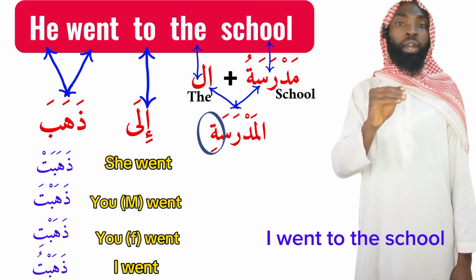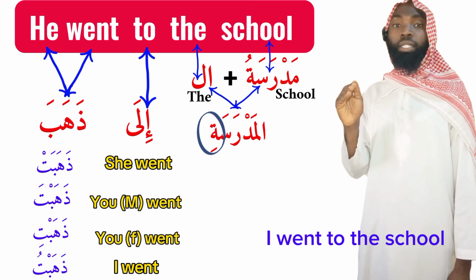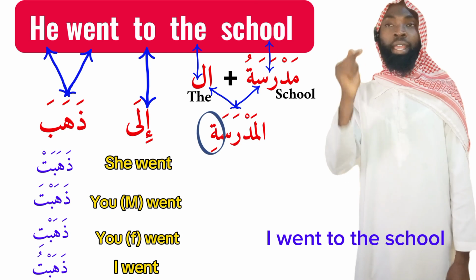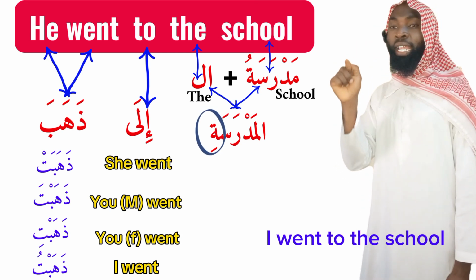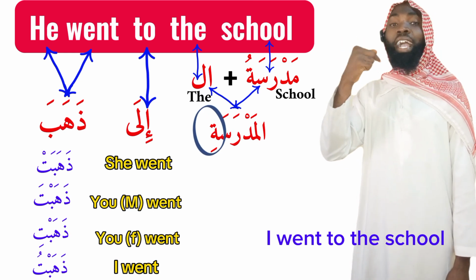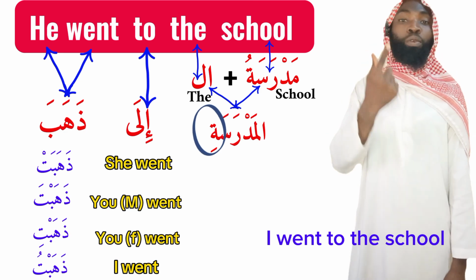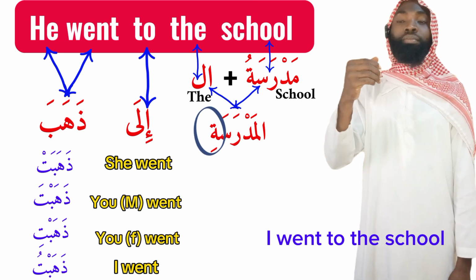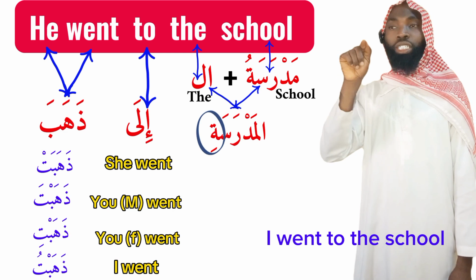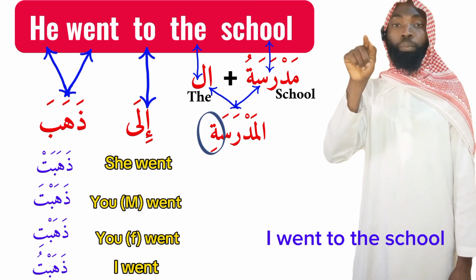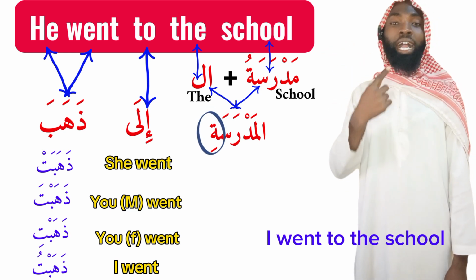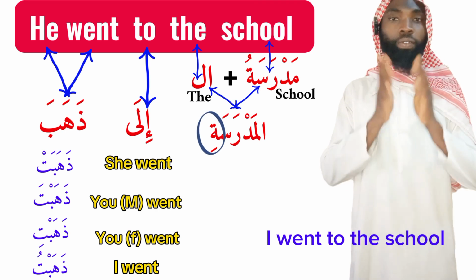So any word you have, as long as it falls under this scale, you can simply use this pattern. Example, when we have akala, he ate. Akalat, she ate. Akalta, you male ate. Akalti, you female ate. Akaltu, I ate. The same goes for raja'a, he returned. Raja'at, she returned. Raja'ta, you male returned. Raja'ti, you female returned. Raja'tu, I returned. With this, we come to the end of this episode.